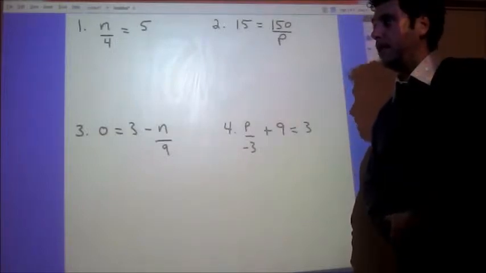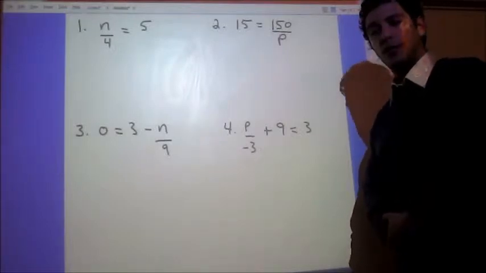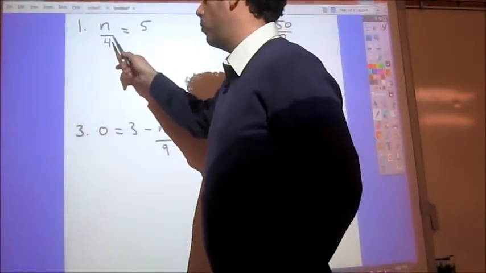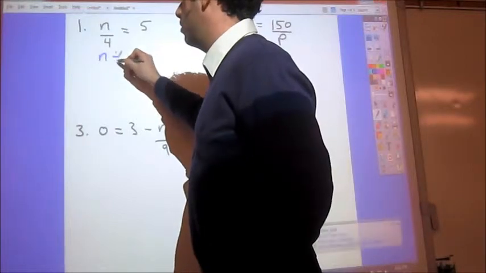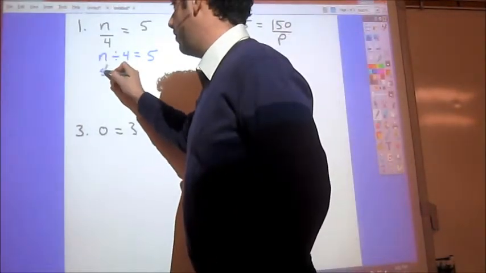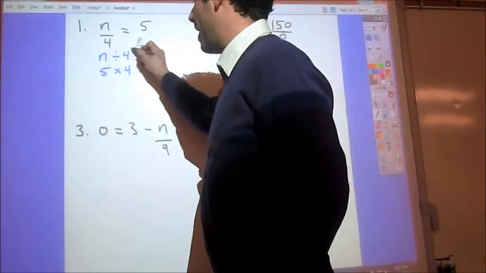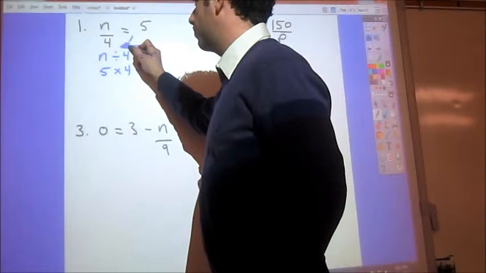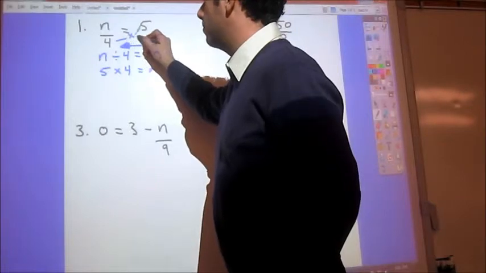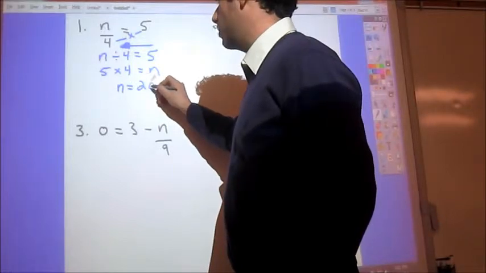Take number 1. N divided by 4 is equal to 5. Remember that division and multiplication are actually just inverse operations. So if we can divide n by 4 and get 5, then we should be able to multiply 5 times 4 to get n, just by thinking backwards. So in order to solve a problem like this, we can simply multiply these two numbers together. 5 times 4 is 20, so n is equal to 20.